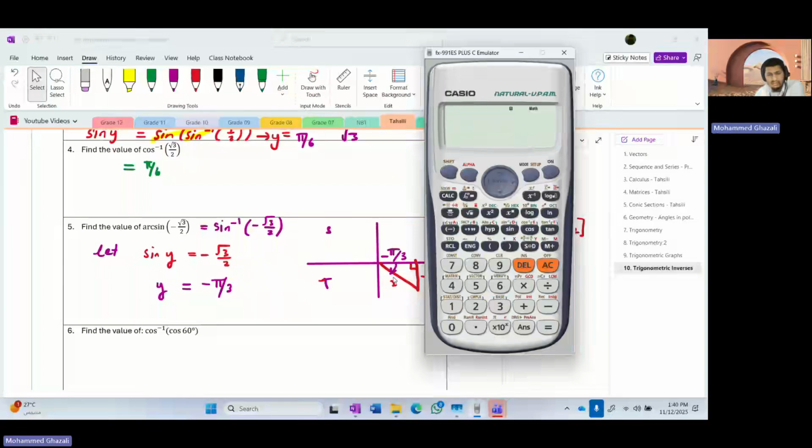Let's use the calculator to double check the answer. So shift sine negative root 3 over 2 is giving me negative pi by 3, which is correct.